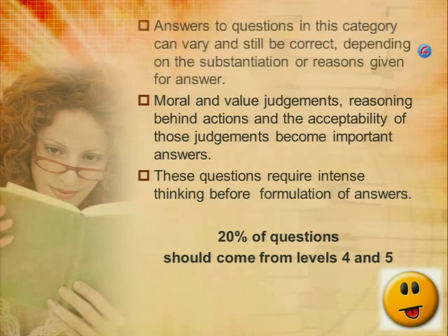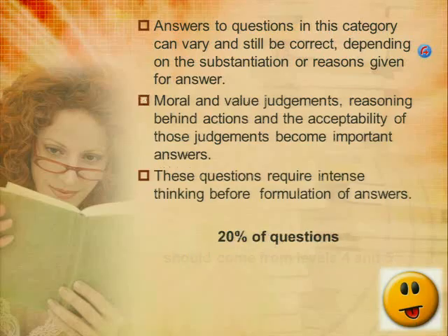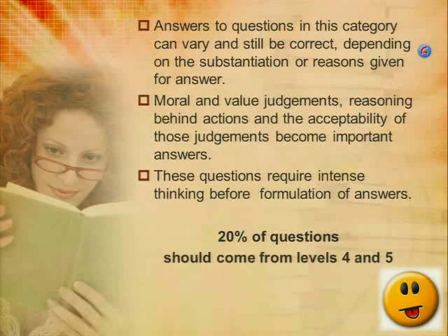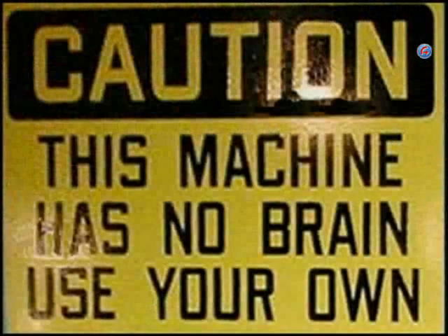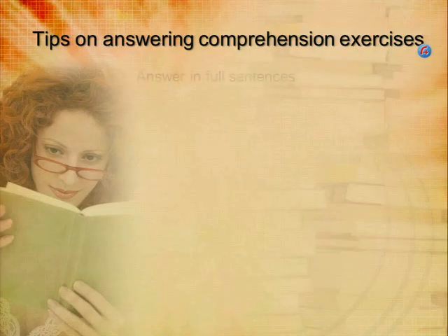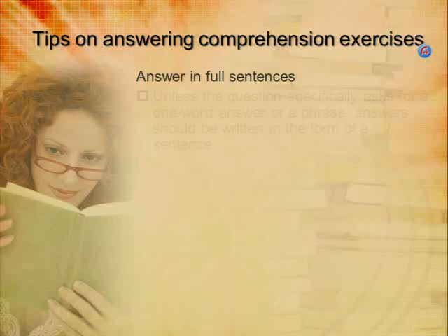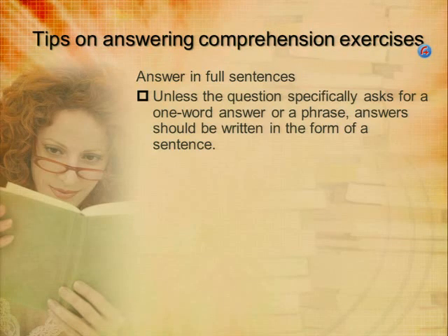And then you get this last bit of 20% questions, and that we call level 4 and 5 questions. Those are normally at the end of the comprehension test. That's where they will ask you, in your opinion, do you think, do you agree with the writer? And that is where you evaluate something.